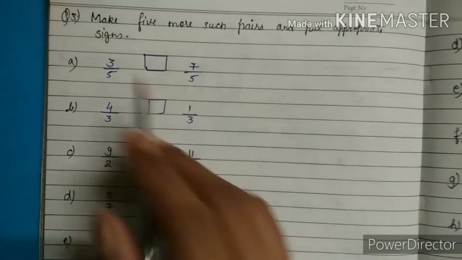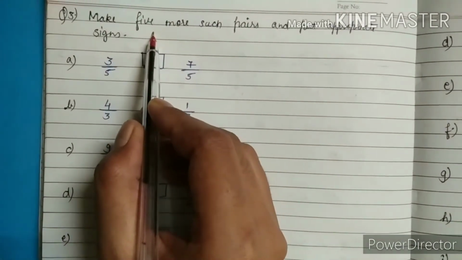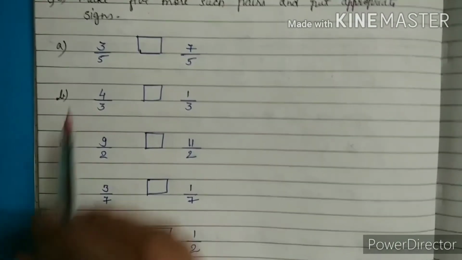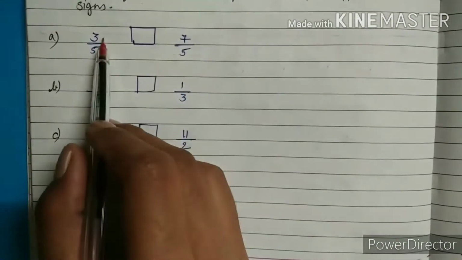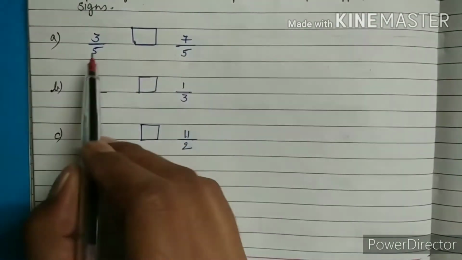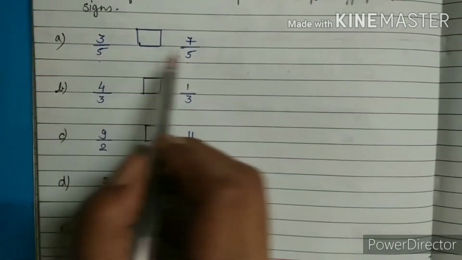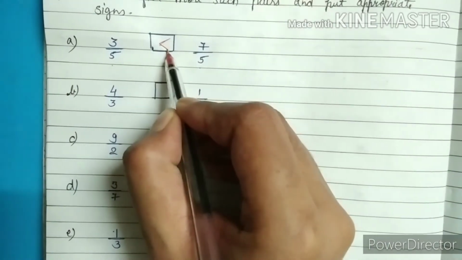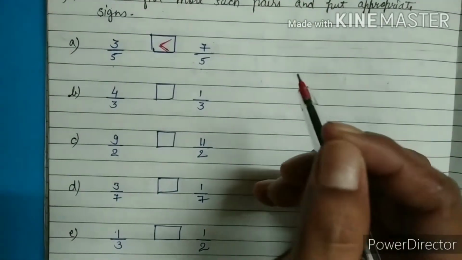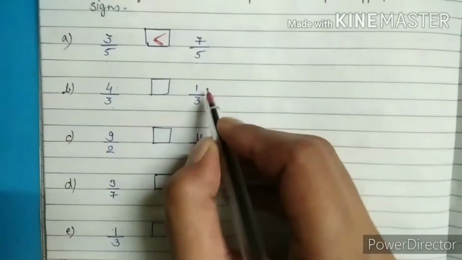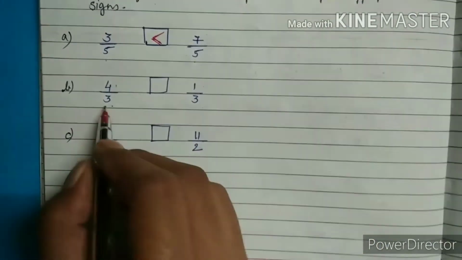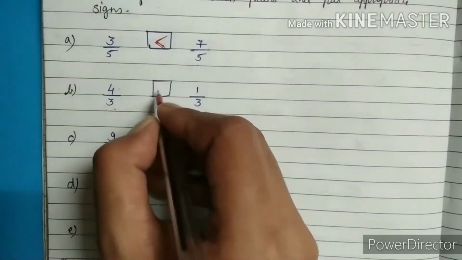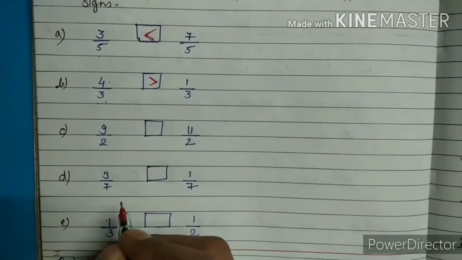Question number 3 is make 5 more such pairs as question number 2 and put appropriate signs. A is that we made 3 by 5 and 7 by 5. Denominators are the same. So whose numerator is greater? That will become the greater number. So here is the greater than symbol. Then 4 by 3, 1 by 3. Denominators are the same. So whose numerator is greater? 4 is greater. So here this symbol will come.